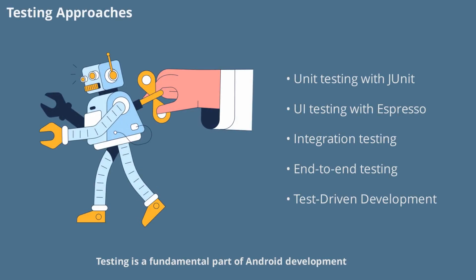Testing is a fundamental part of Android development. Senior developers should be familiar with unit testing using JUnit and Mockito, UI testing with Espresso, integration testing to ensure components work together, and end-to-end testing for the complete user journey. Test-driven development (TDD) is another valuable approach, where tests are written before features are implemented. Sharing your testing strategy shows your commitment to reliability and quality in app development.